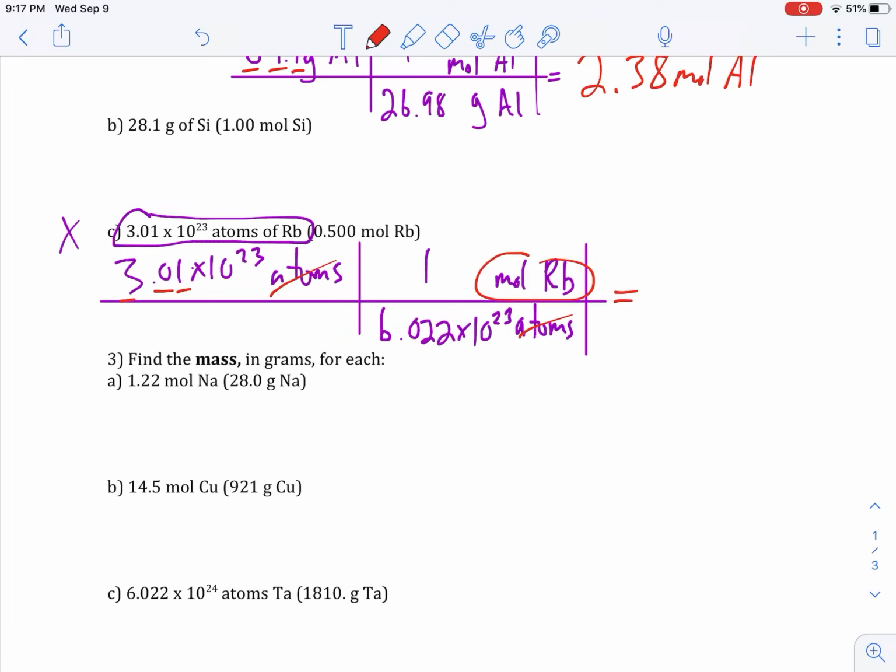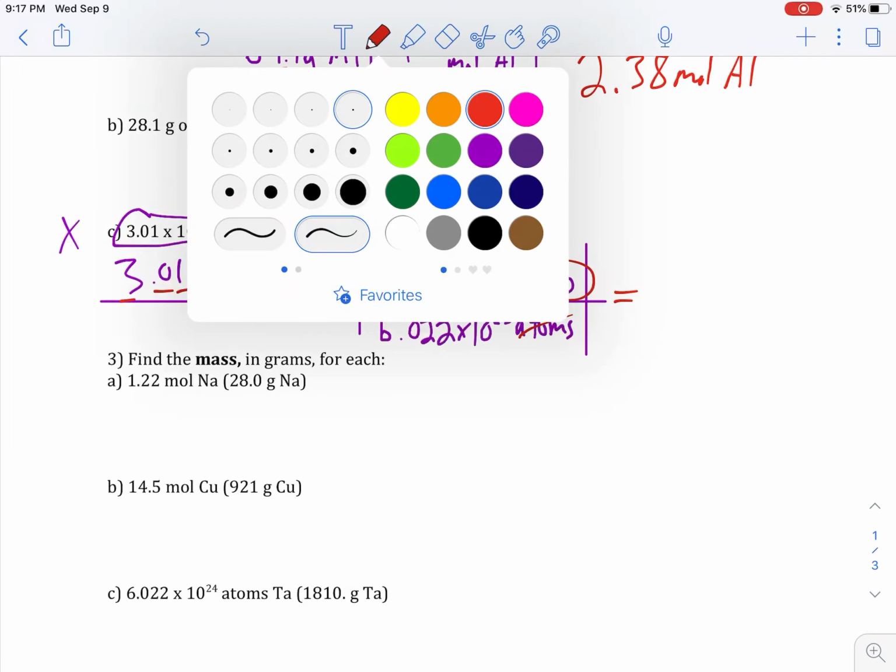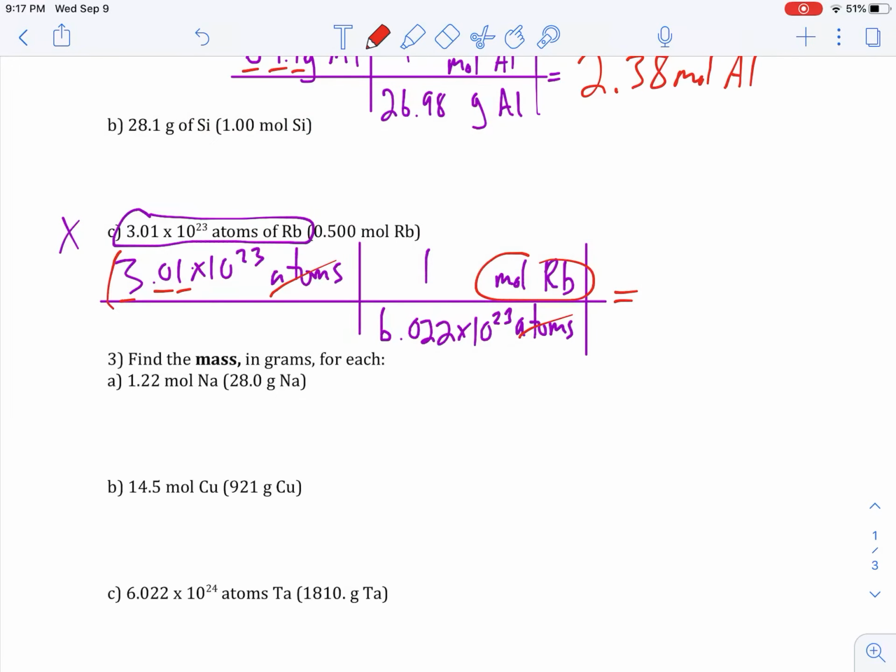One thing I will tell you when you're dealing with scientific notation in your calculator: put parentheses around scientific notation, or else the calculator might get a little confused. And I get a value, with 3 sig figs, of 0.500 moles of rubidium.